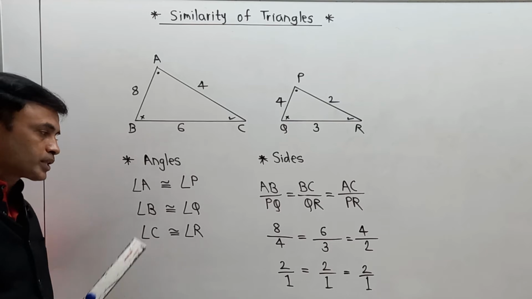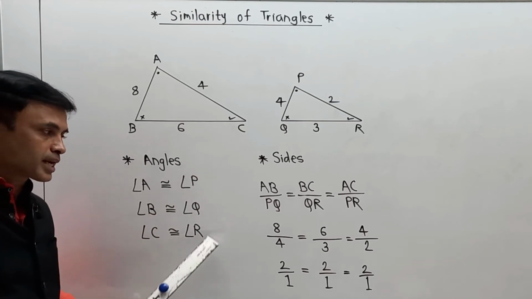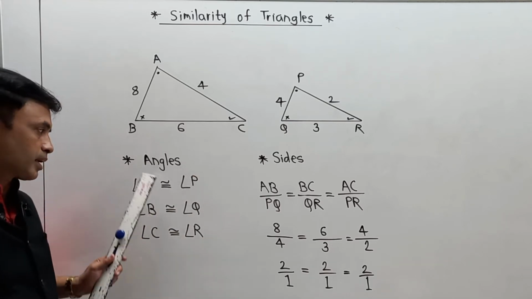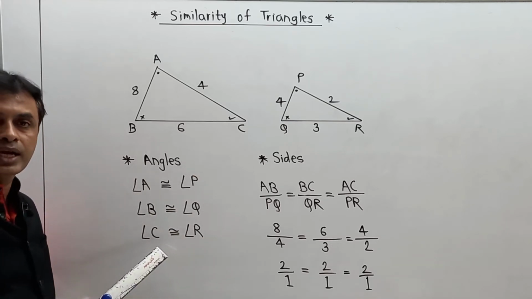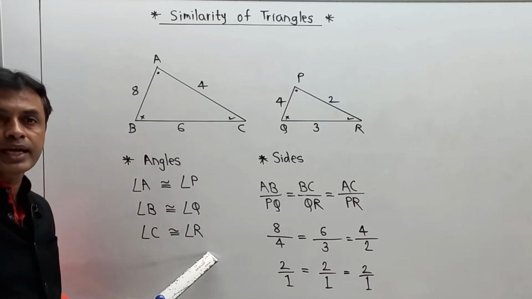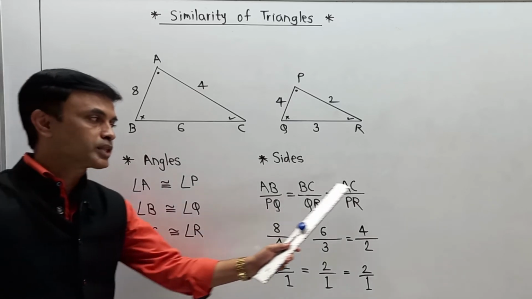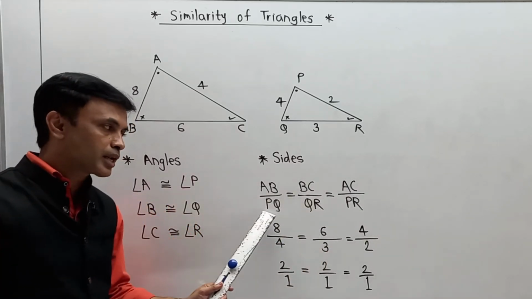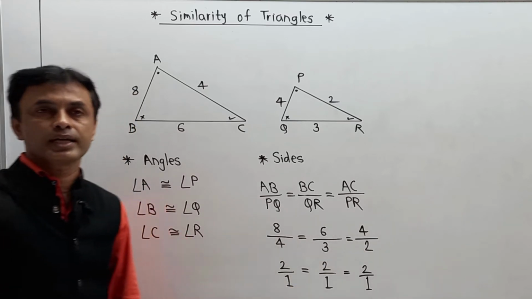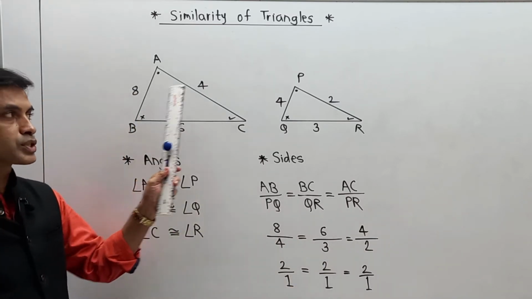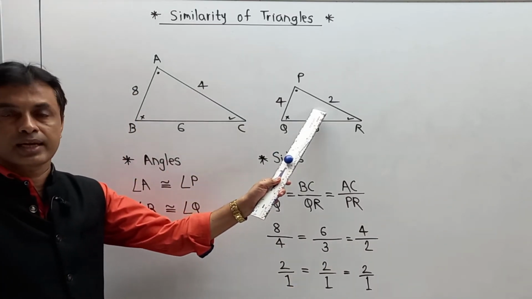So when all three angles of the first triangle are exactly equal to all three angles of the second triangle, and all three sides of the first triangle are in proportion with all three sides of the second triangle, then it is said that the first triangle is similar to the second triangle.